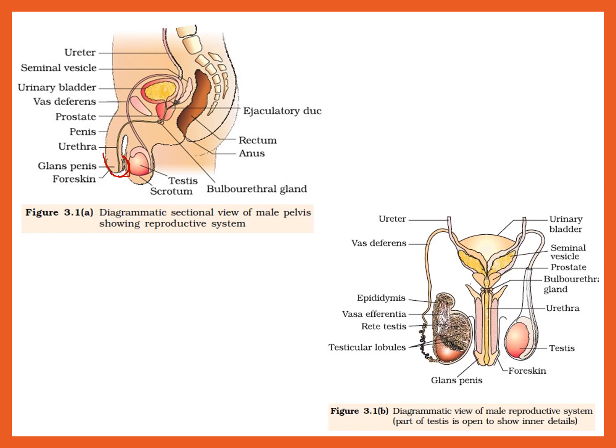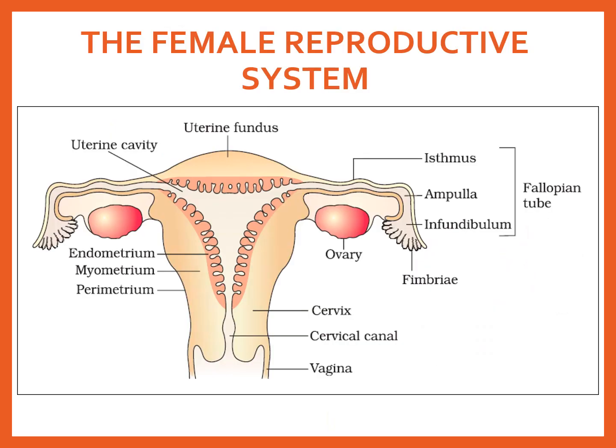Hope by now you're all familiar with all the different parts that are part of the male reproductive system. Let us now study the female reproductive system. So this is a sectional view of the female reproductive system. Here it contains the uterus. This is the uterus region. It has 3 layers, which are endometrium, myometrium, and perimetrium.